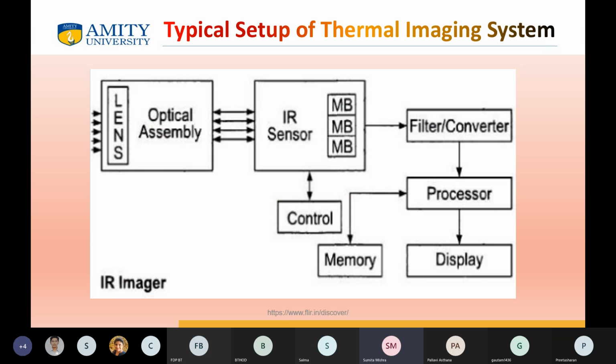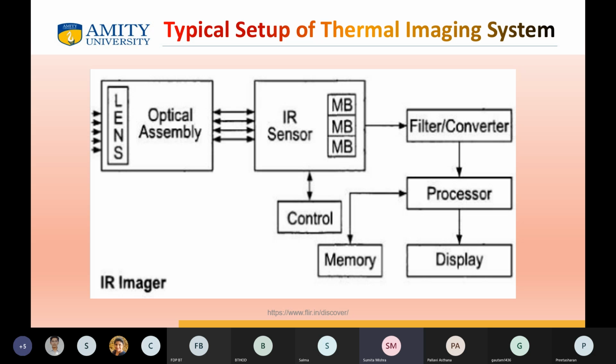So here you see the typical setup where there is a lens with optical assembly. Now the lens here is not the same as the lens that we use in normal cameras, because the energy being used here is infrared. So the lens should be transparent at infrared wavelengths, right? So we cannot use glass, because glass is not transparent at infrared wavelengths. Some typical thermal lens materials that we use are germanium, zinc selenide, barium fluoride, and so on. There are many materials that may be used here.